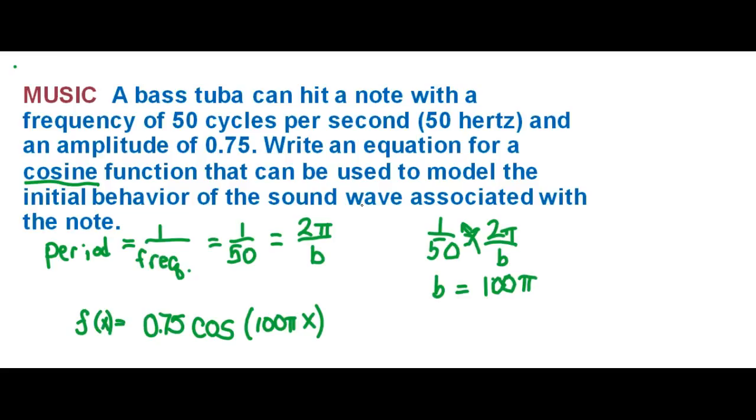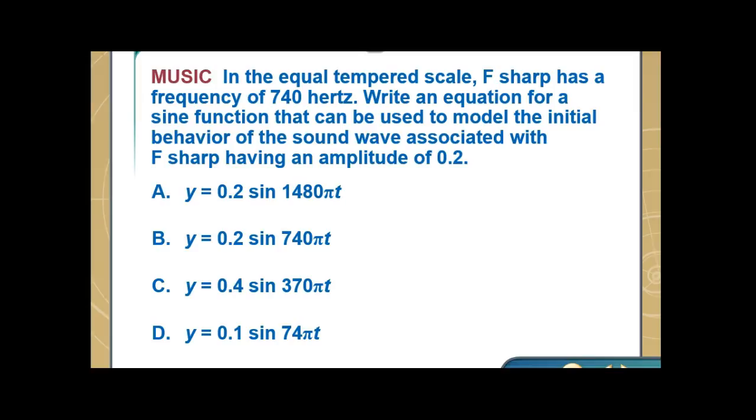This function right here represents a cosine wave that represents the sound wave. So see if you can use that process to figure out a sine function that represents the F sharp wave with a frequency of 740.